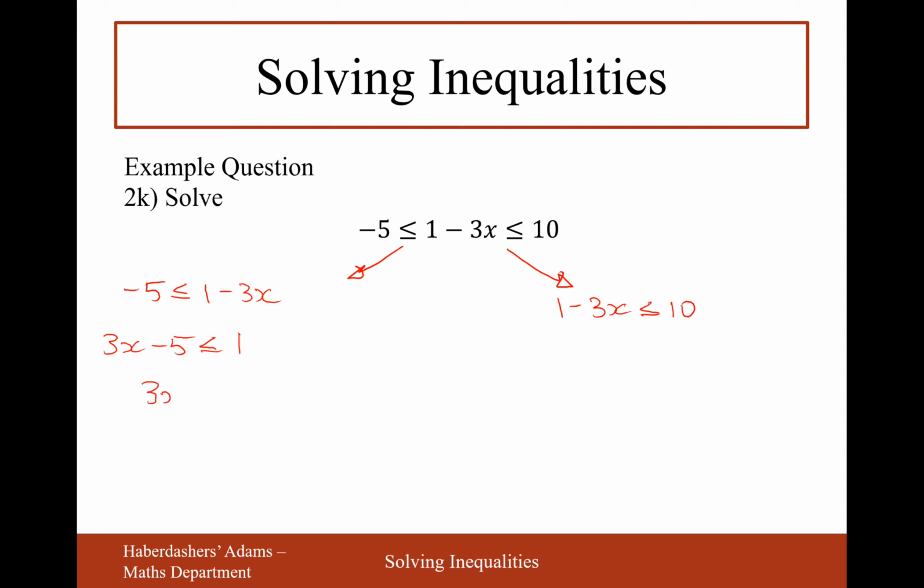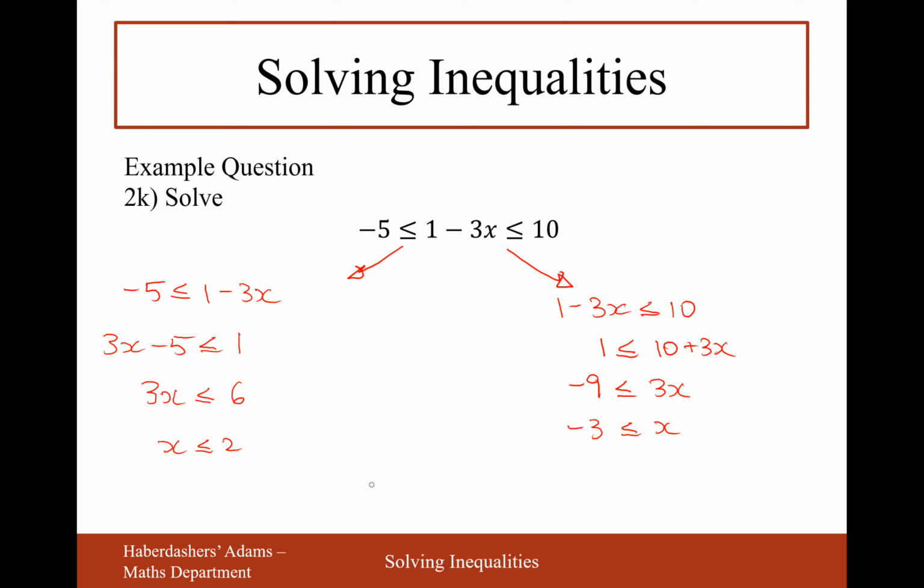Then add 5 onto the other side. And then divide everything by 3, and we get x is less than 2. Do virtually the same thing here. 10 add 3x. Take away 10 on both sides, you get minus 9 is less than 3x. And then divide by 3, that'd be minus 3 is less than or equal to x.